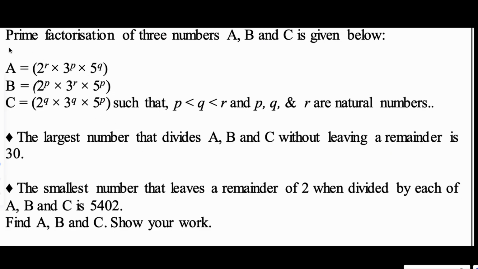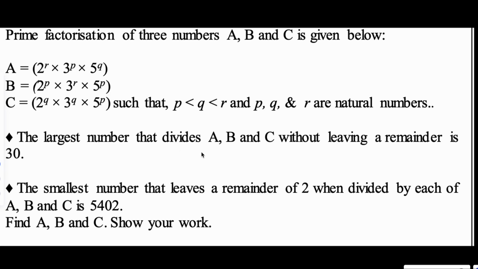Now we are coming to the second sum. Prime factorization of three numbers A, B and C are given below. A is equal to 2 to the power of R into 3 to the power of P into 5 to the power of Q. B is equal to 2 to the power of P into 3 to the power of R into 5 to the power of P. And C is equal to 2 to the power of Q into 3 to the power of Q into 5 to the power of P, such that P is less than Q less than R and P, Q and R are natural numbers.